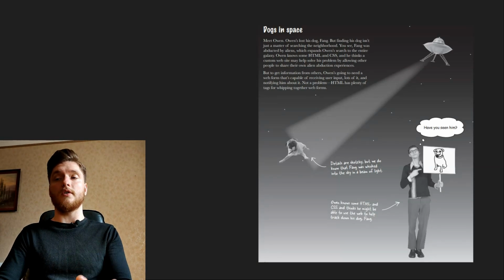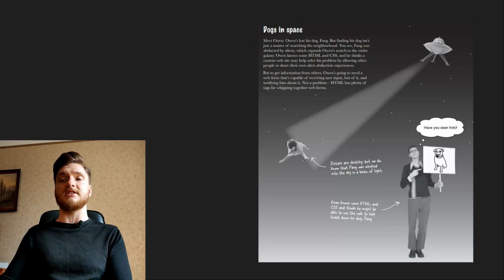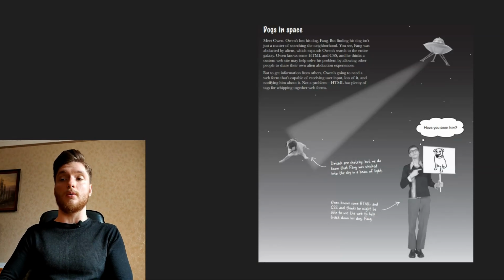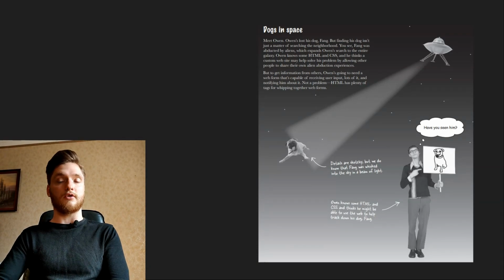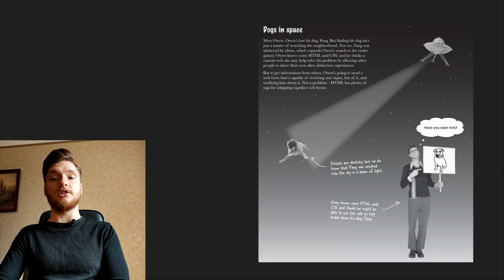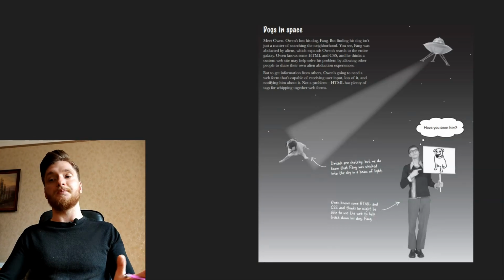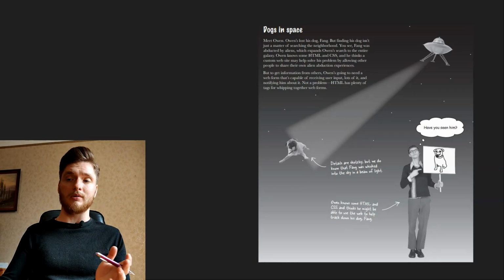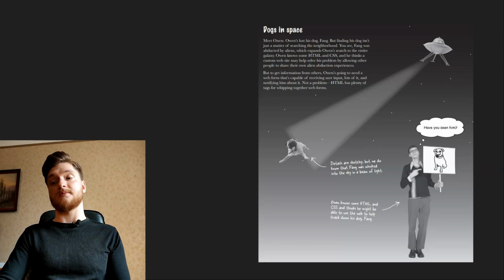This expands Owen's search to the entire galaxy. Owen knows some HTML and CSS, and he thinks a custom website may help solve his problem by allowing other people to share their own alien abduction experiences. But to get information from others, Owen's going to need a web form that's capable of receiving user input, lots of it, and notifying him about it. Not a problem, HTML has plenty of tags for whipping together web forms.